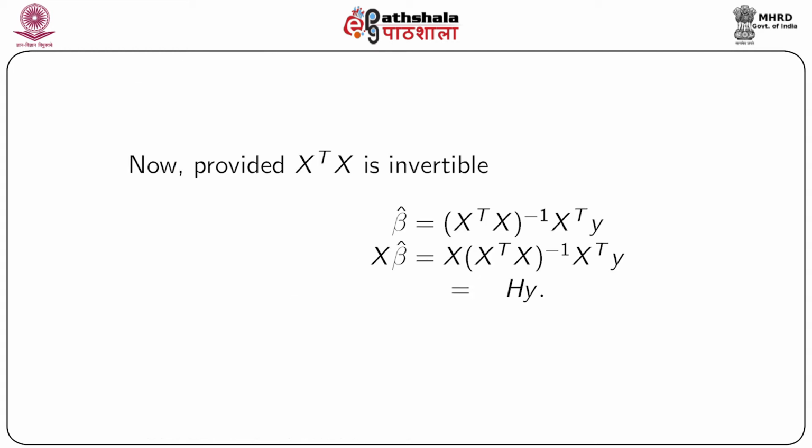So now, provided that X prime X is invertible, we get an estimate of beta in the form of beta hat equals (X prime X) inverse X prime y. Now multiplying both sides of the above equation with X, we get X times beta hat equals X times (X prime X) inverse X prime y. And we write this in the form of H times y, where H equals X times (X prime X) inverse X prime, and H is the projection matrix that we have talked about on a previous slide.